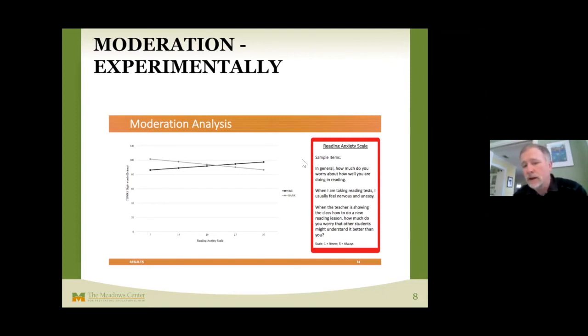And so this is a good example of taking a fairly complex relationship and using plotted data, making good sense of what's going on. In this case, reading anxiety moderates treatment's effect on students' word reading outcomes.